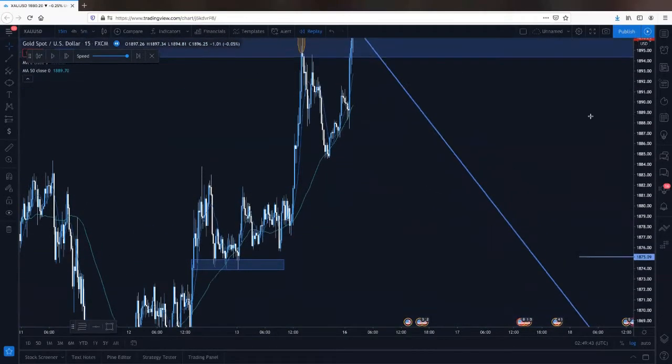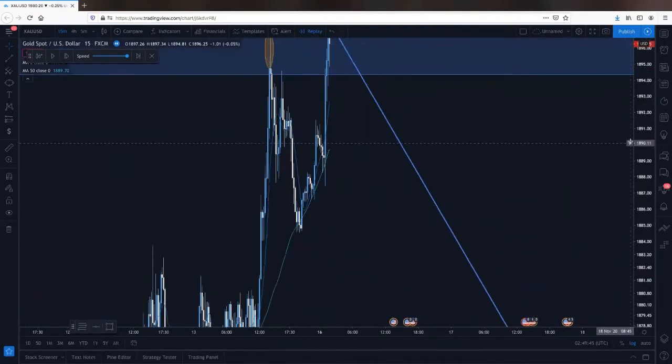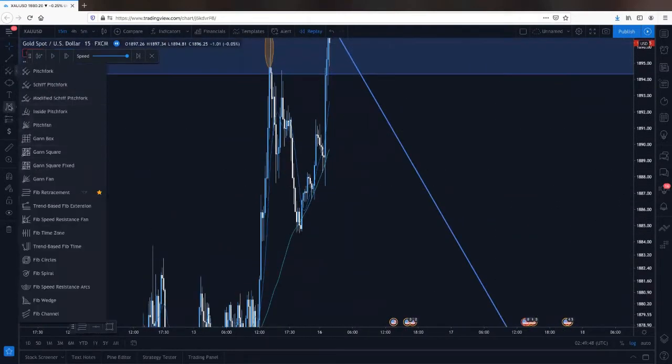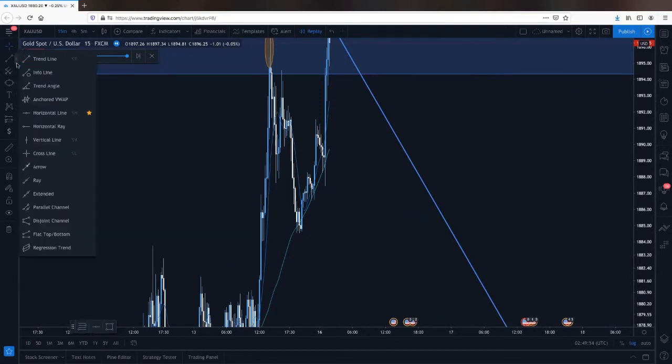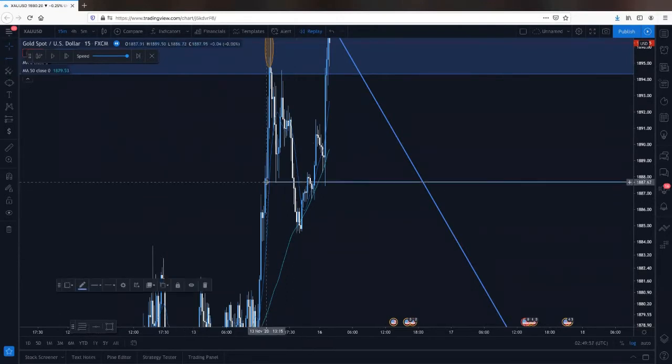Right now you can see price is making sort of an M right here. I'm not saying it's a double top, but it's not the full move. So we want to catch the full move. We don't want to catch just half of the move. We want to catch the full move.